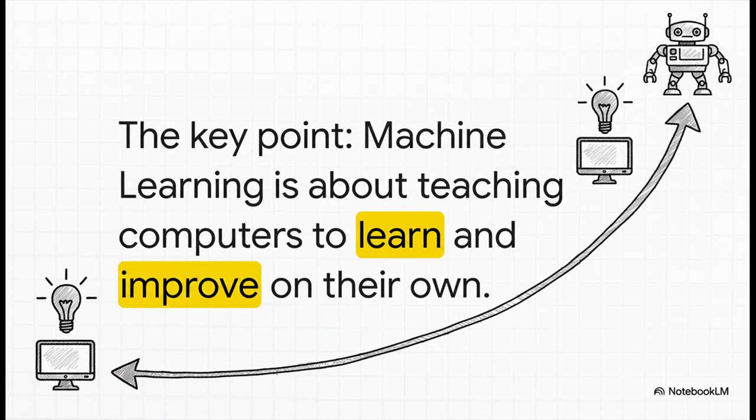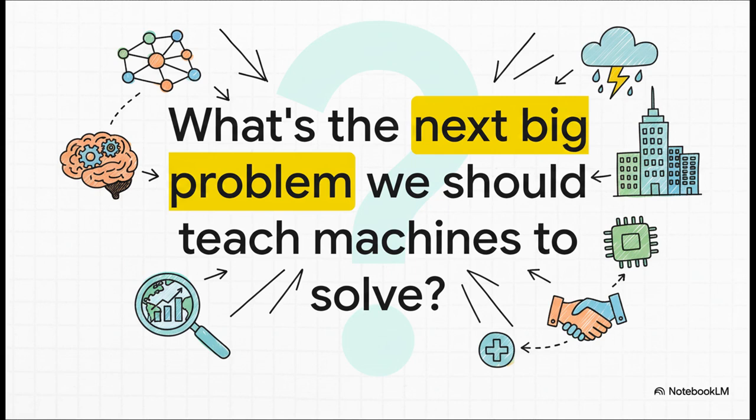So look, if you take away just one thing today, let it be this. We are no longer just telling computers what to do. We are now building systems that can learn, adapt, and improve, all on their own. And that really leaves us with a fascinating and kind of huge final question. Now that we've given machines this incredible ability to learn, what's the next big problem we should teach them to solve? The possibilities are incredible, and so are the responsibilities. It's definitely something to think about.